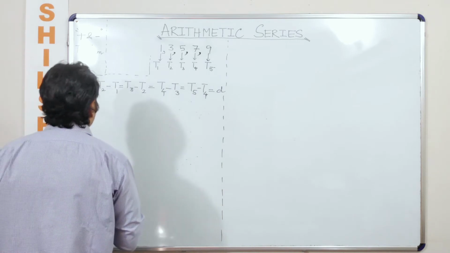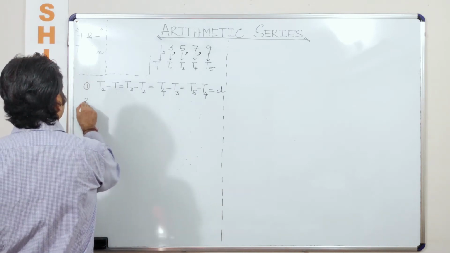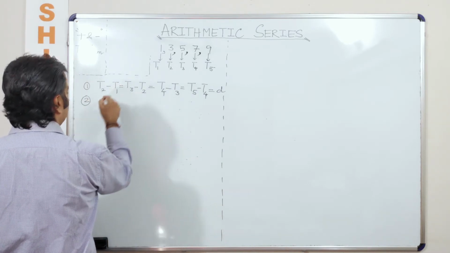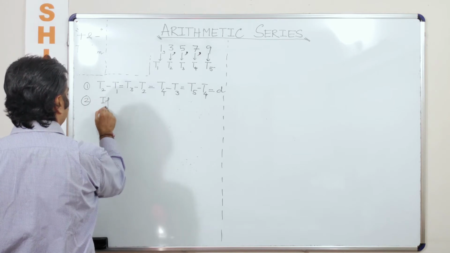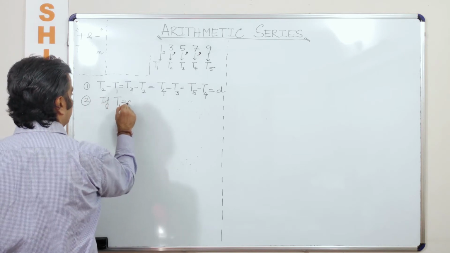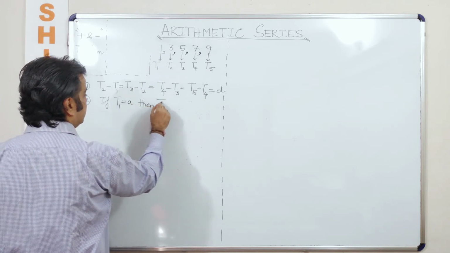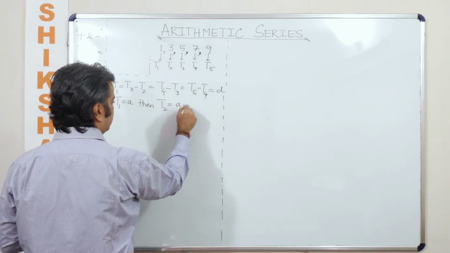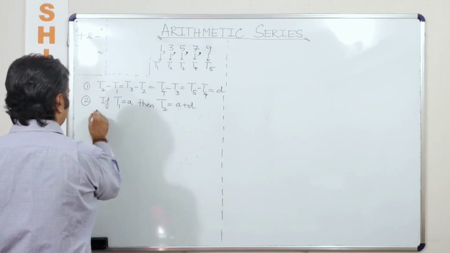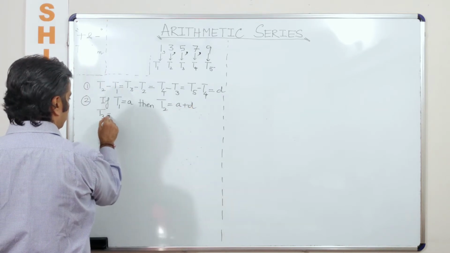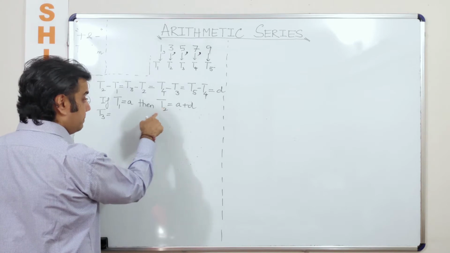Okay, now in that case, can I say if the first term is equal to A, then the second term becomes how much? A plus D. The third term becomes what? The second term plus D.